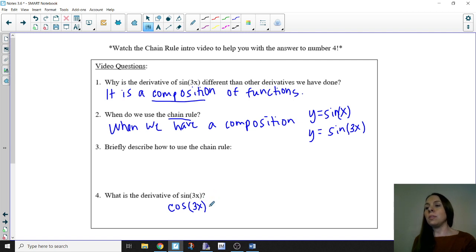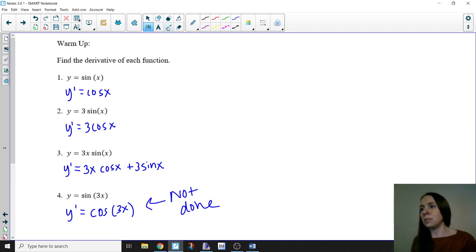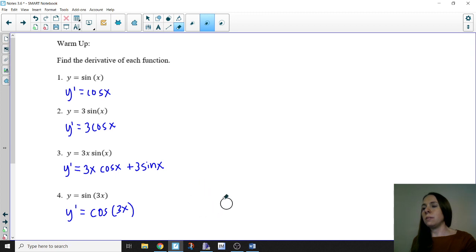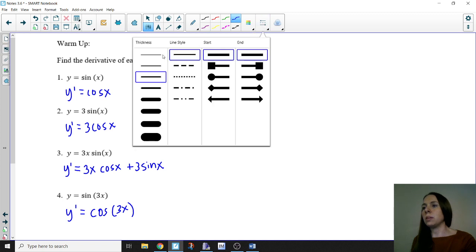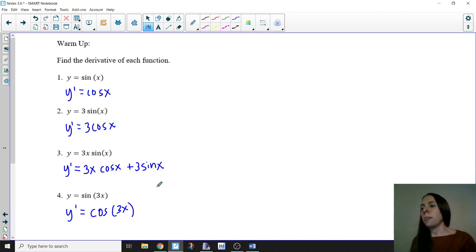However, you then need to multiply by the derivative of the inner function. And so the derivative of 3x is 3. That is our derivative that we need up here. Remember when I said this was not done? Now it is. The derivative of sine of 3x is cosine of 3x times 3.